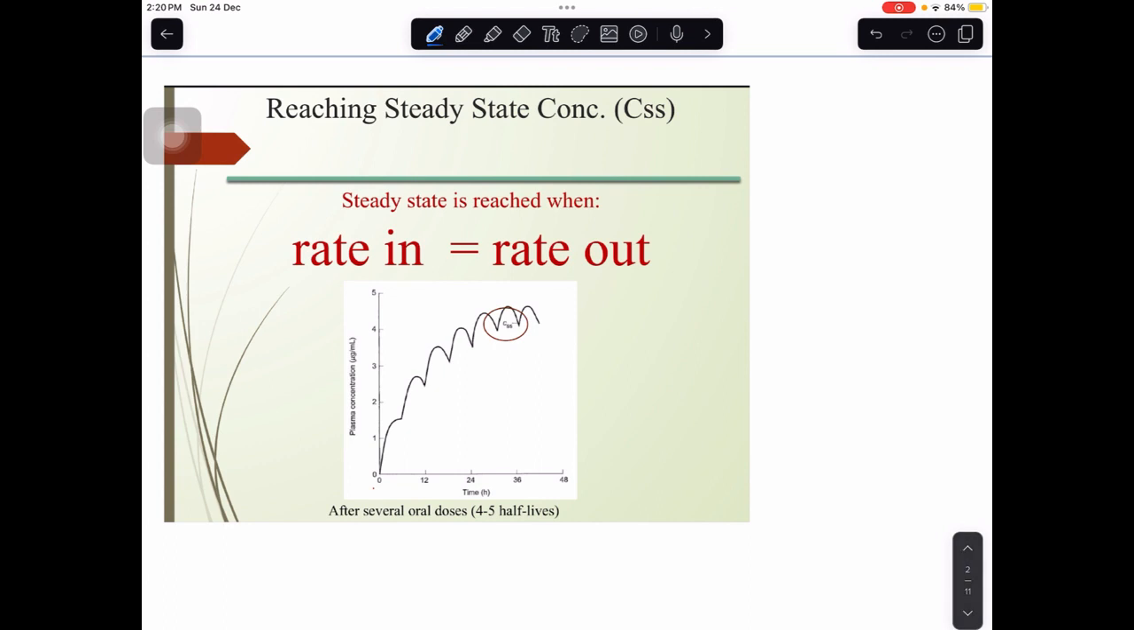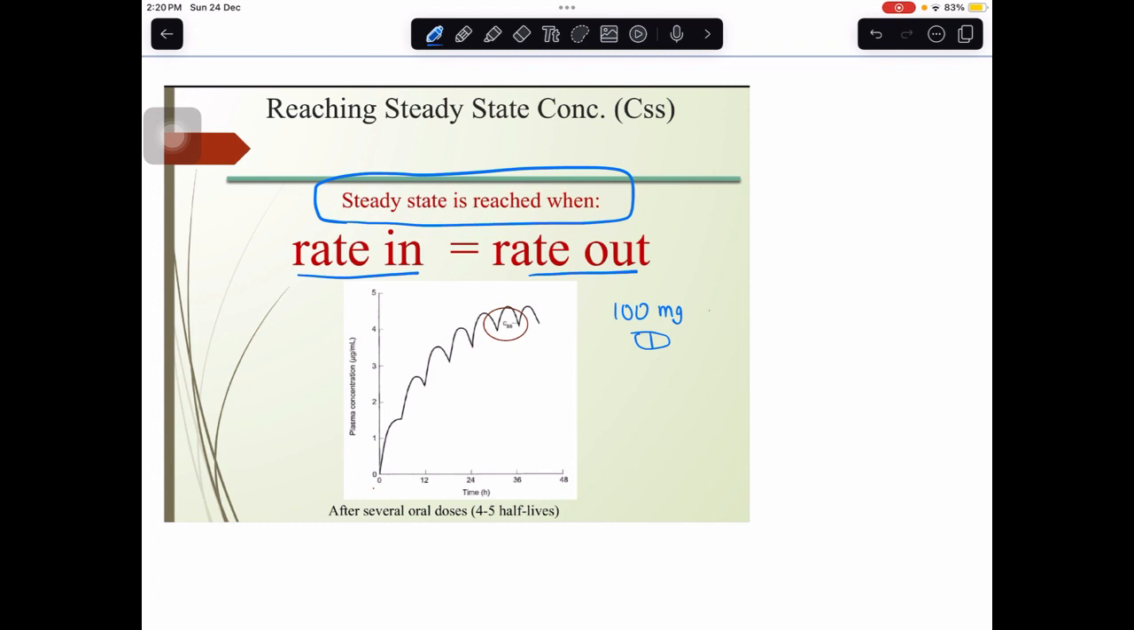The first concept that I want to discuss here is the steady state concentration. What you need to understand is we as humans want to attain this. We want to reach the steady state concentration. And what does this mean? It's basically when the rate in equals the rate out. So let's say I take a 100 milligram drug. This is taken in. I want the same amount, 100 milligram, to also be excreted out. Okay, this is what it means.